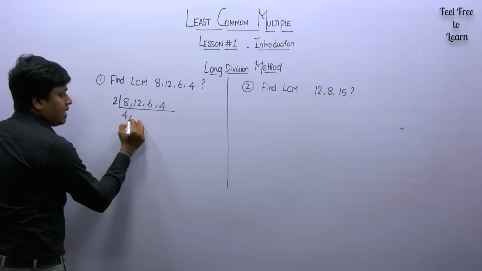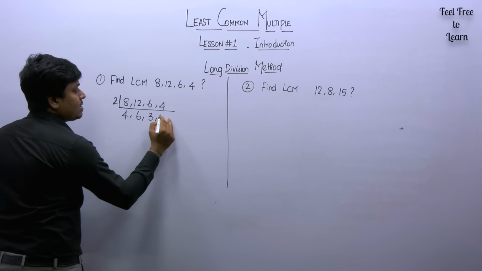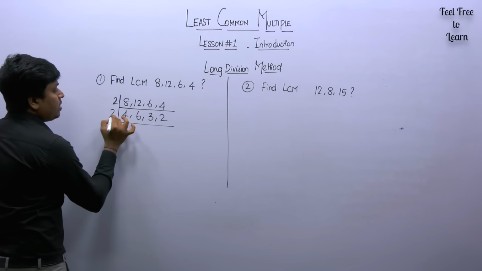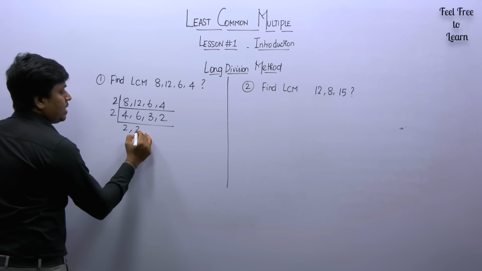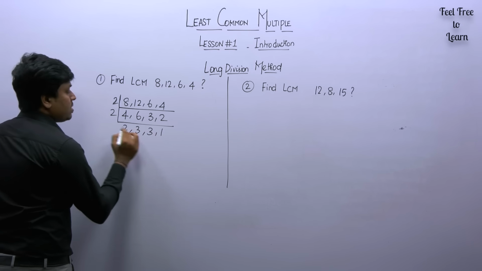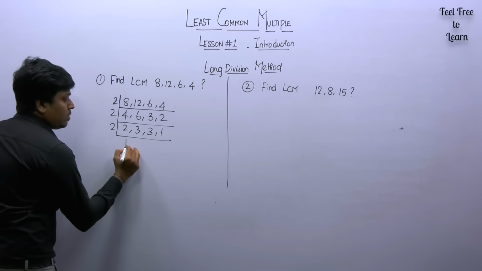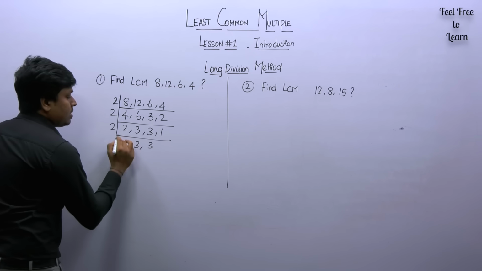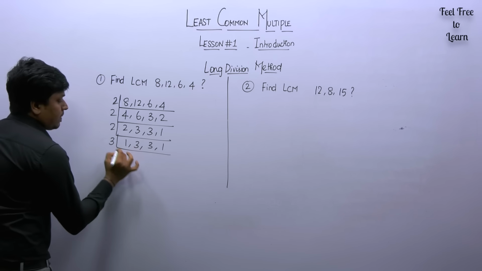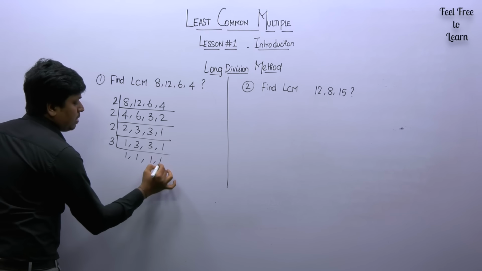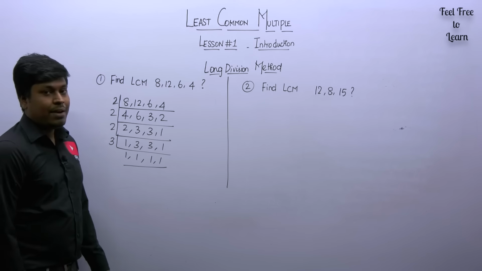So 4 2s are 8, 6 2s are 12, 3 2s are 6, 2 2s are 4. Again go with 2. 2 2s are 4, 3 2s are 6, again 3, 1 2s are 2. Again go with 2, 1 2s are 2, 3 comma 3. So go with 3 here. So 1 comma 1 comma 1 comma 1. Until we get 1, we have to divide, right?